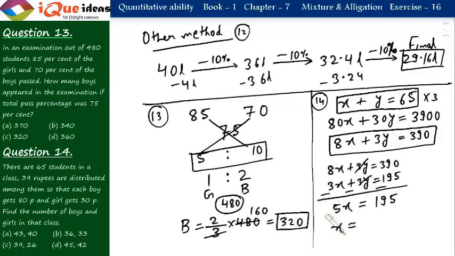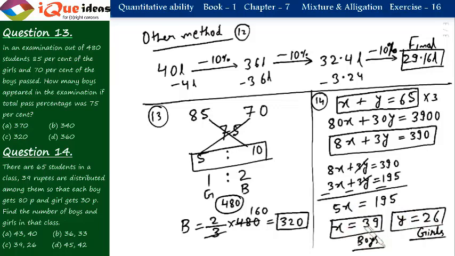So x is equal to 195 by 5, which will give us 39. So x is equal to 39, and if you put it in the first equation, you will get y equal to 65 minus 39, that is 26. We had assumed x to be the number of boys and y to be the number of girls. So there are 39 boys and 26 girls in this class.